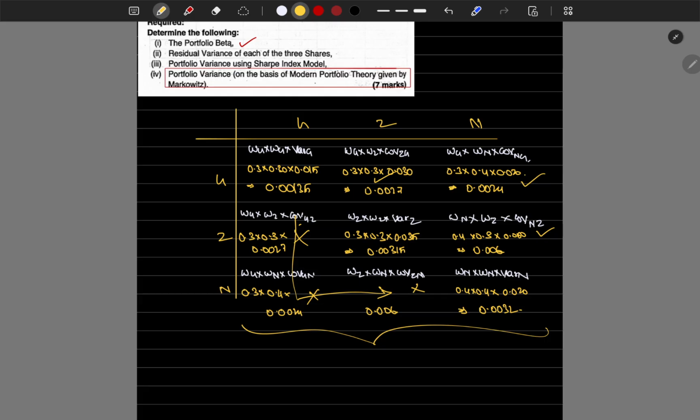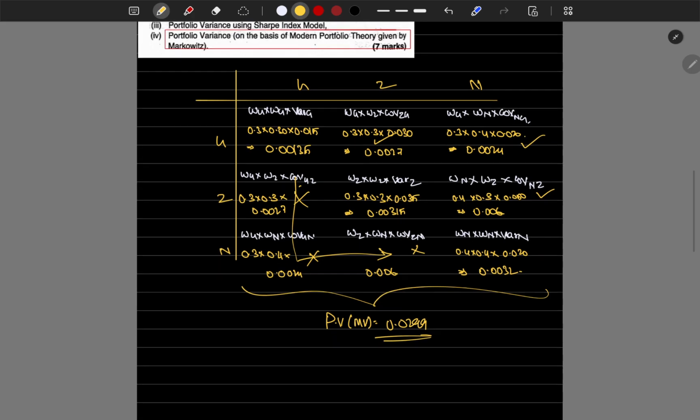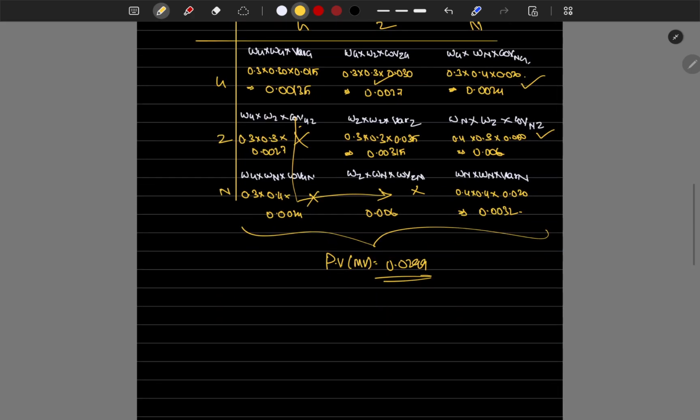Plus 0.027 plus 0.024, 0.027 plus 0.024 plus... Yes, we got the answer, which is the portfolio variance as per Markowitz theory, 0.0299. So we got the values. Now we can go to the next part.